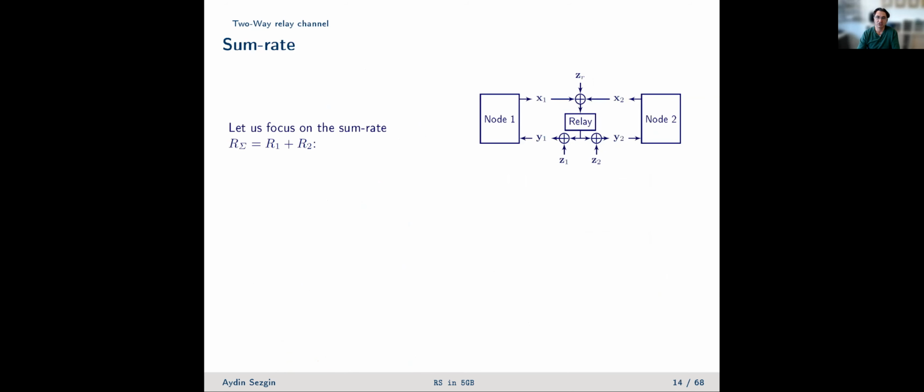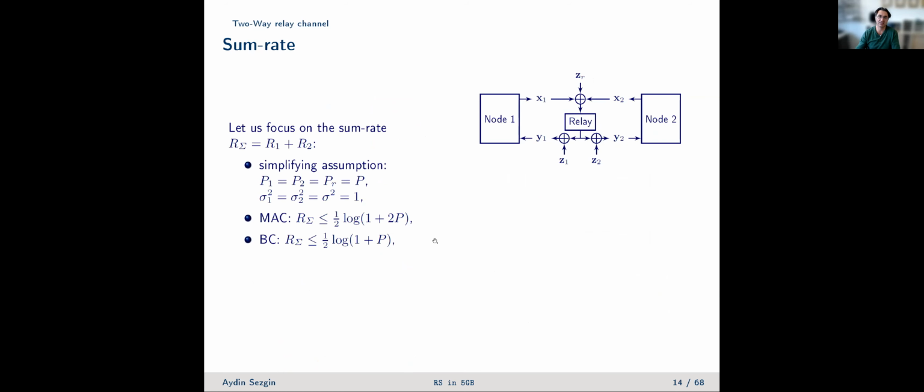Let's look at the sum rate, which is going to be one point on this capacity region, right? So we simplify the assumptions. We set all the powers equal, and the noise variances are all set to 1. In that case, the MAC expression reduces to this very simple expression. Similarly, the broadcast expression reduces only to this component here.